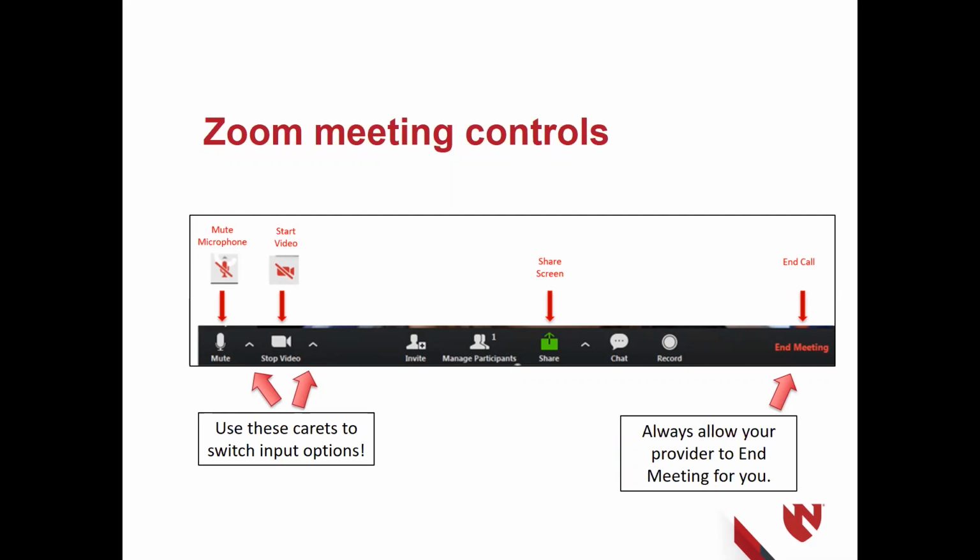It is possible your computer has many different things plugged into it, so switching the input just tells your computer the correct piece of equipment to use. One useful function within the meeting is the chat function. Use this to type messages of text to your provider or see messages your provider may have sent you.